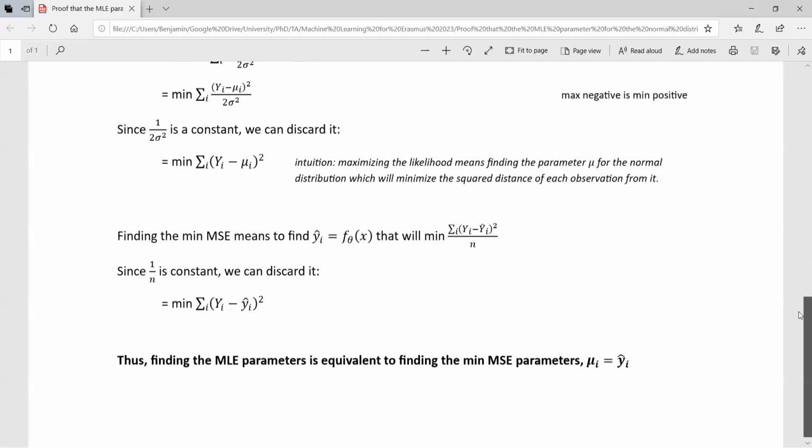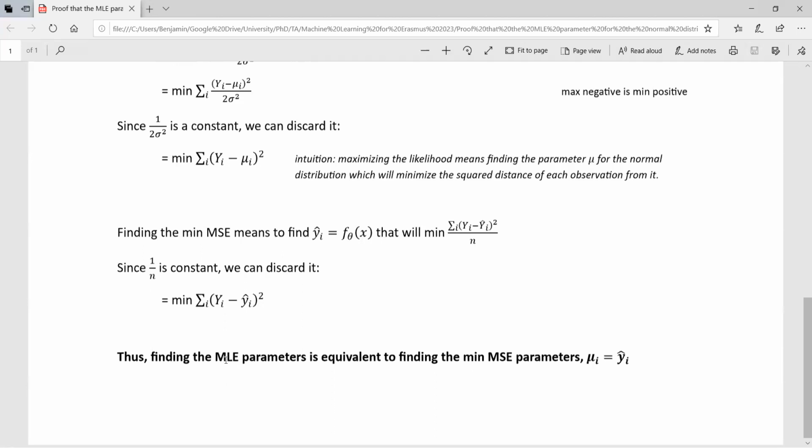So what I wrote is that finding the maximum likelihood estimate parameter mu, or parameters, is equivalent to finding the minimum MSE parameters when our mu is equal to our predicted y hat. Okay?